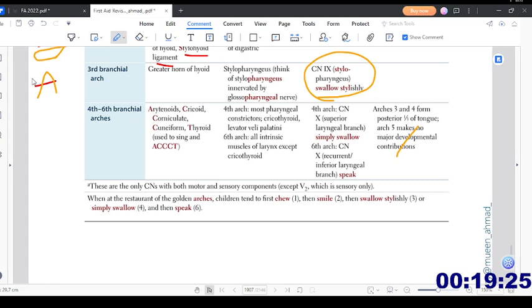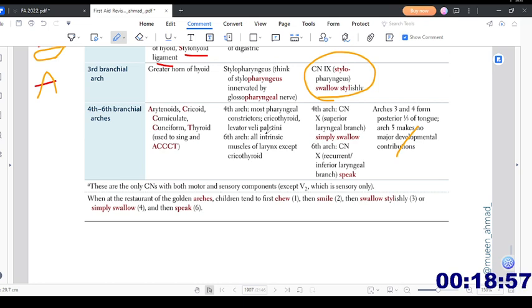So here you can see the fourth and sixth pharyngeal arches, they have drawn them with a single color, kind of orange. So all the laryngeal cartilages are coming from the fourth and sixth pharyngeal arches. The fourth will give rise to most of the constrictor muscles, as you can see over here, and cricothyroid, levator veli palatini, and the sixth arch gives rise to all the intrinsic muscles of the larynx except for the cricothyroid.